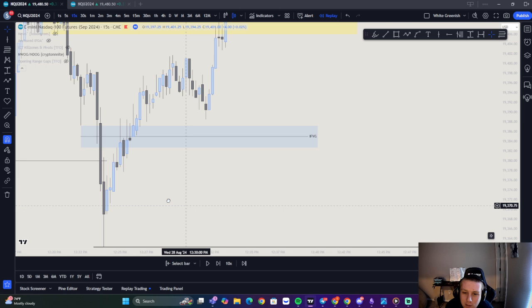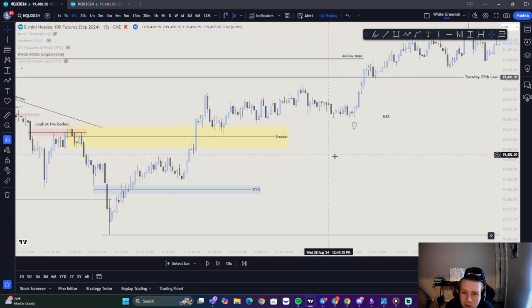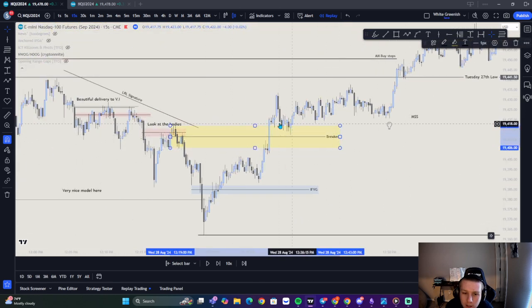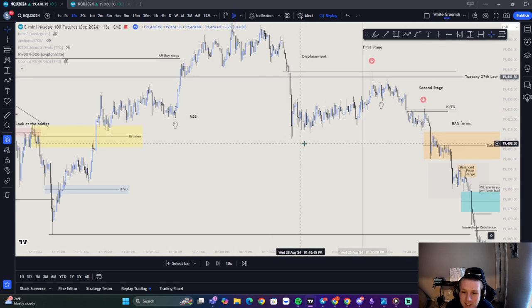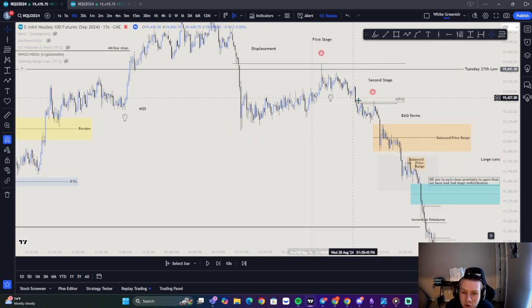Sell side taking balance price range. Don't really need to go over too much of that. We have a breaker right here, getting respected, upper portion, and we have this imbalance right there. So very nice delivery right there. Institutional order flow entry drill right there.